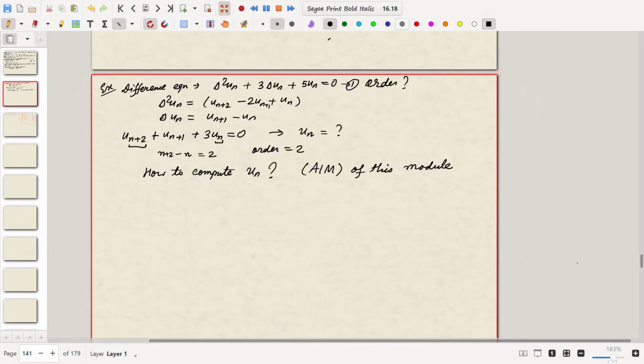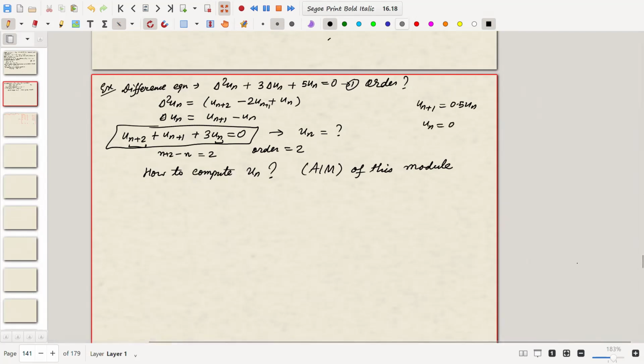Okay, now let me ask you, from this equation, what is u(n)? Can anyone predict? When I gave you u(n+1) equals 0.5 u(n), everyone predicted u(n) is 0.5 to the power n times u naught.